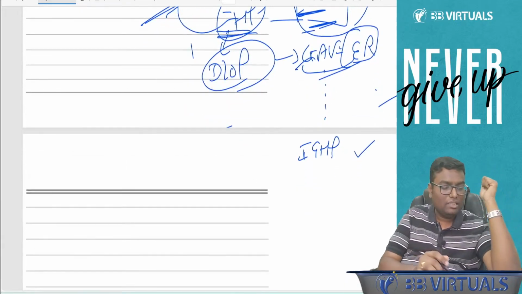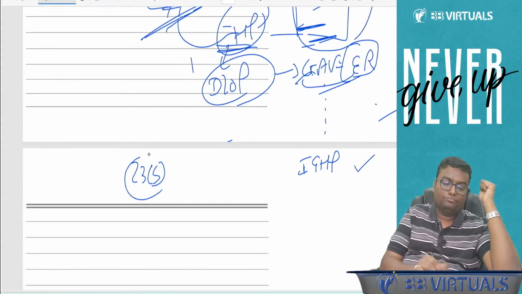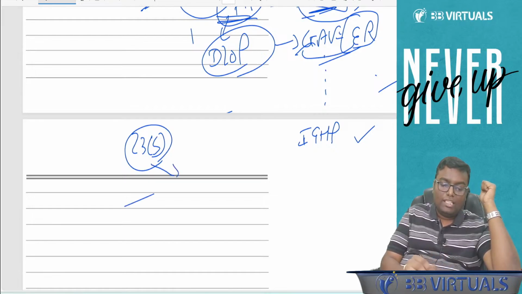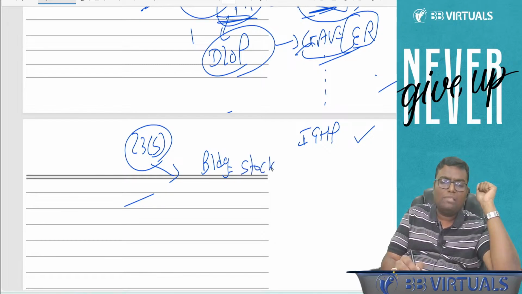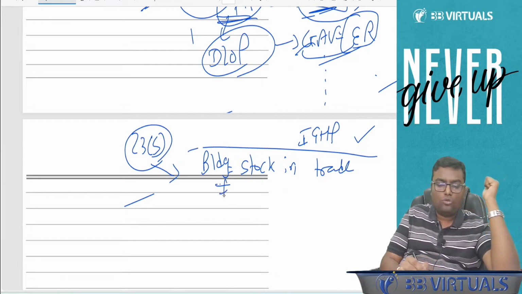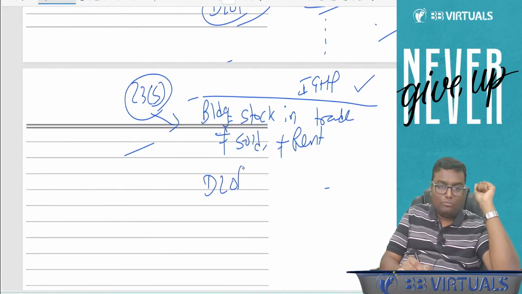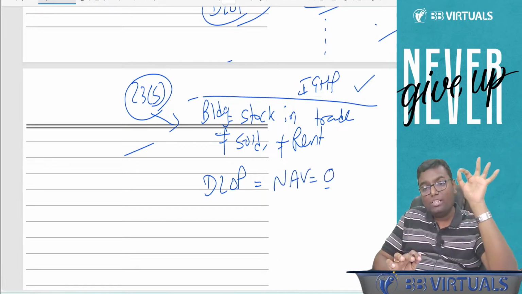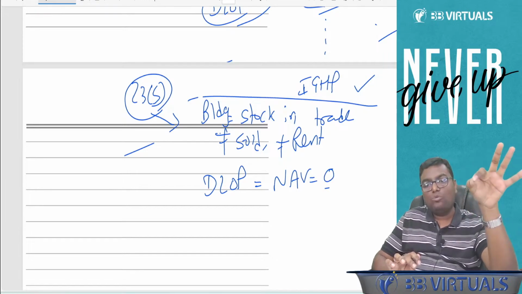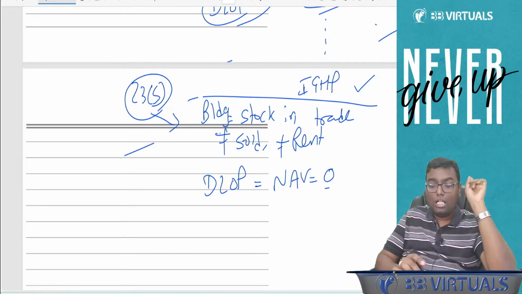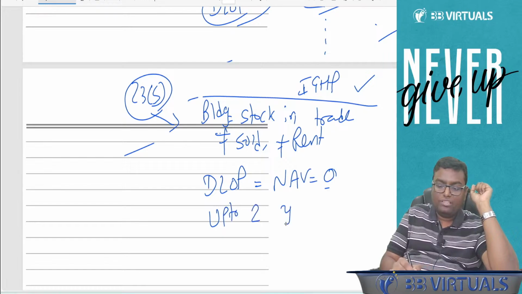Government gave the concession in 23 subsection 5, which says that if your building is stock in trade, basically you are a builder, for you the building is stock in trade. If you could not sell it or it is not given on rent, it is fully vacant. It is called deemed LOP, but the NAV will be counted 0. Even though it is deemed LOP, NAV will be counted 0 up to 2 years.